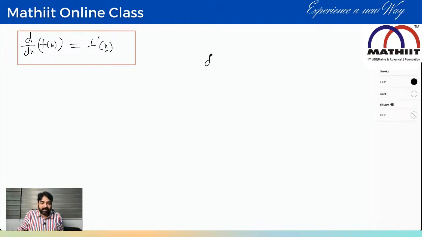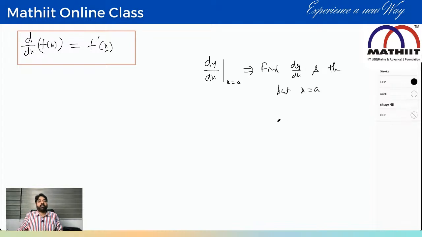Whenever I'm writing dy by dx, a vertical line, x equal to a, this means find dy by dx and then put x equal to a, meaning finding the derivative at x equal to a. This is the way of expressing it. If I say f dash a, what does this mean? This means find f dash x, then put x equal to a.